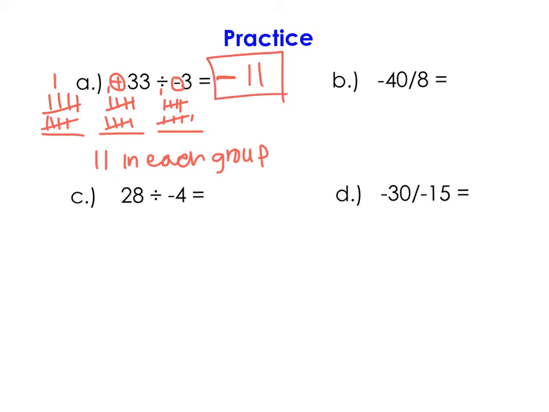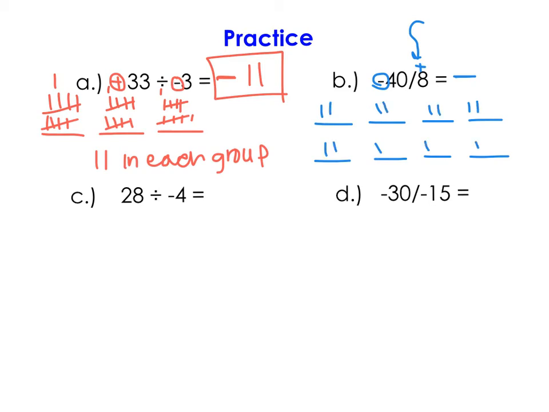Then if I move on to B, that slash there is just another way of saying division. So this is saying take negative 40 and divide it up into 8 groups. So we're going to have 1, 2, 3, 4, 5, 6, 7, 8 groups. And then I can see I have a negative divided by a positive, so my result is going to be negative. And then if I split that up, 1, 2, 3, up to 40.